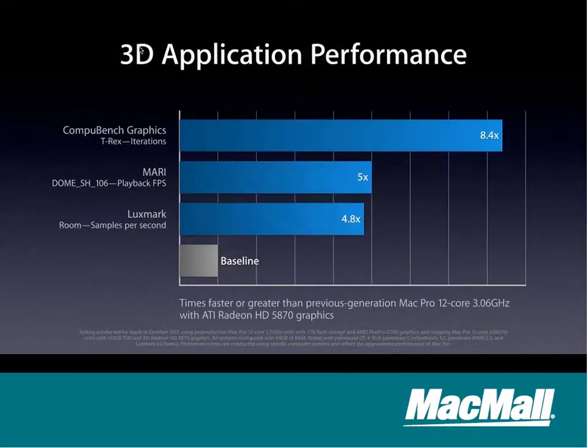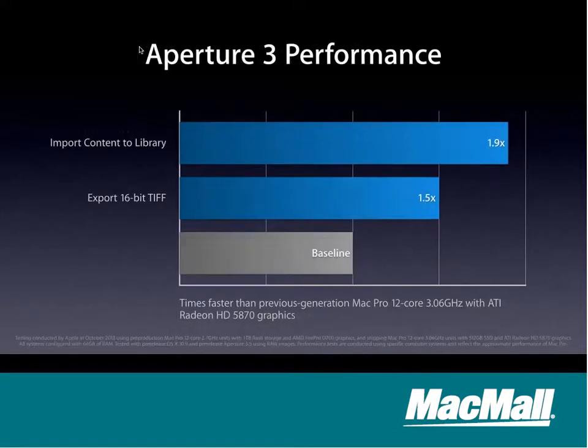And then if you're dealing with 3D applications, we have quite a leap here with CompuBench graphics. We have an 8.4 times speed, and then we have a couple of others here. And then Aperture, if you're importing content, you do it 1.9 times faster. If you're exporting a TIFF, then 1.5 times faster. It's quite quick, twice the speed.